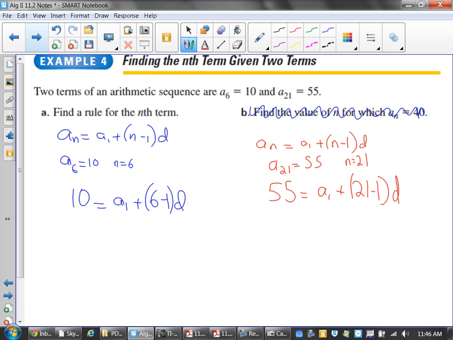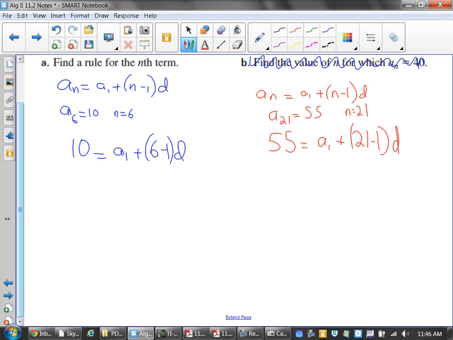What's 6 minus 1? Okay. So this first one, you get 10 is your first term plus 5 times d. On the second equation, you get 55 is your first term plus 20 times d. You were saying, yes, you love systems of equations. How are you going to set up this one to solve? What method are you going to use, substitution or elimination? Exactly. I'm going to use elimination in this case.